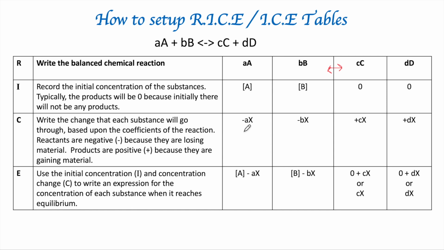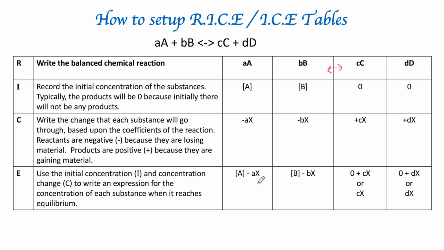Again, your reactants are negative because you're losing material, and your products are positive because they're gaining material. You're just putting x after all of these, and the number that appears in front of the x is your coefficient number. Then use the initial concentration I and the concentration change C to write an expression for the concentration of each substance when it reaches equilibrium. So this is before the reaction, and this is the point when it reaches equilibrium. That's what E stands for.